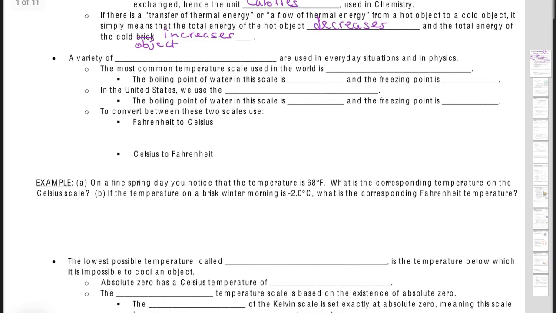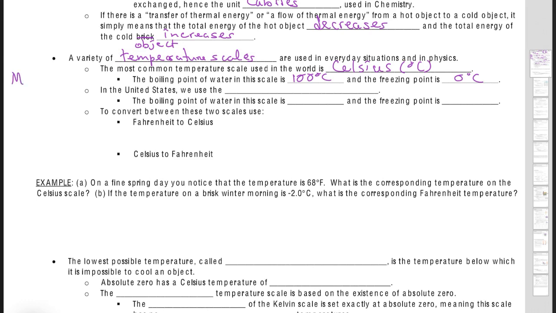Now, how do we measure this? And so we'll talk about a variety of temperature scales, and we use them for everyday situations and in physics. Now, the most common temperature scale used in the world is Celsius. You see it as degrees C. So the boiling point of water in Celsius is 100 degrees Celsius, and the freezing point is 0 degrees Celsius.